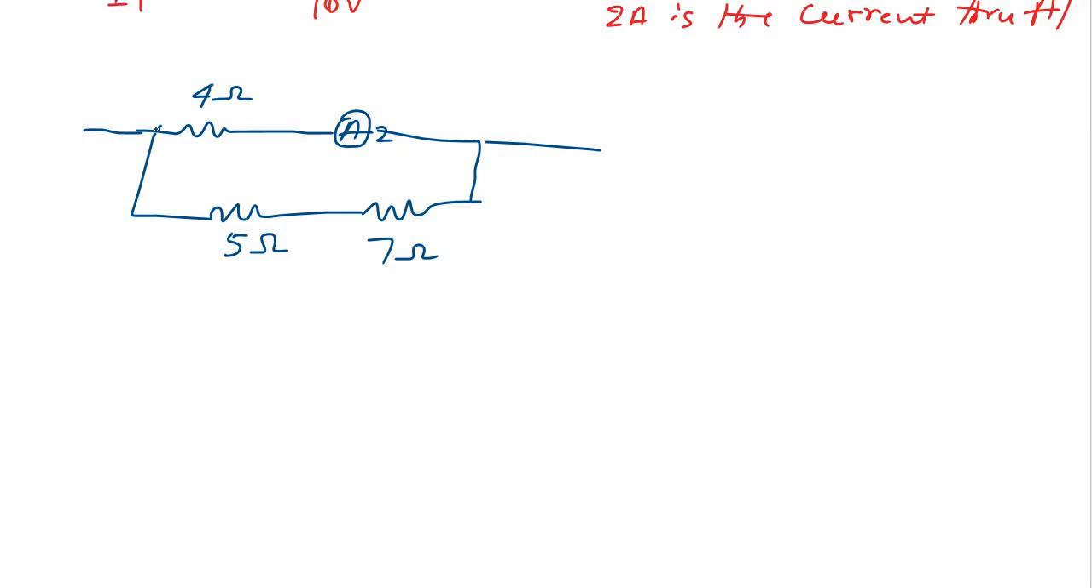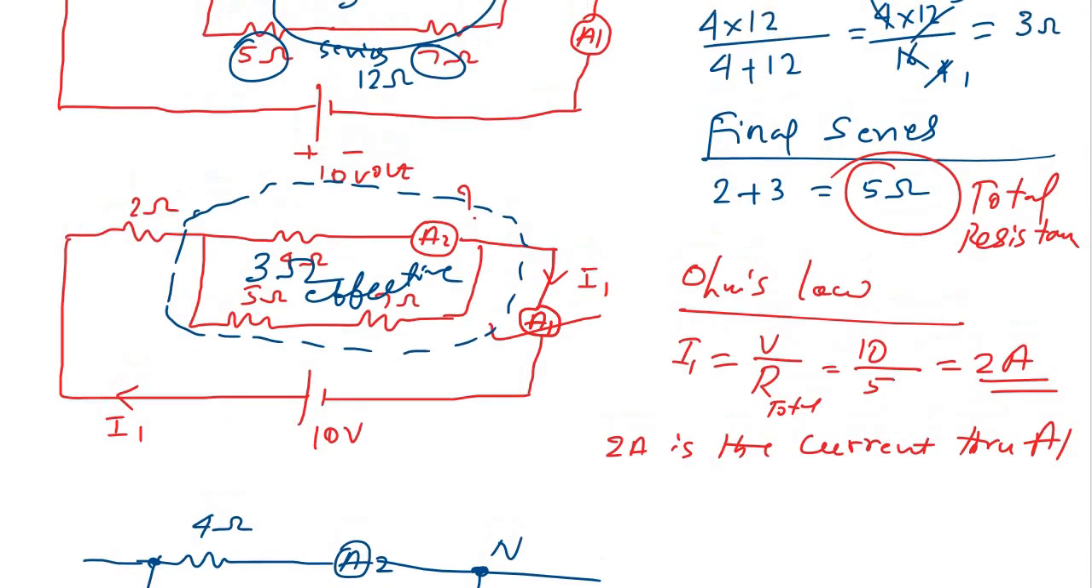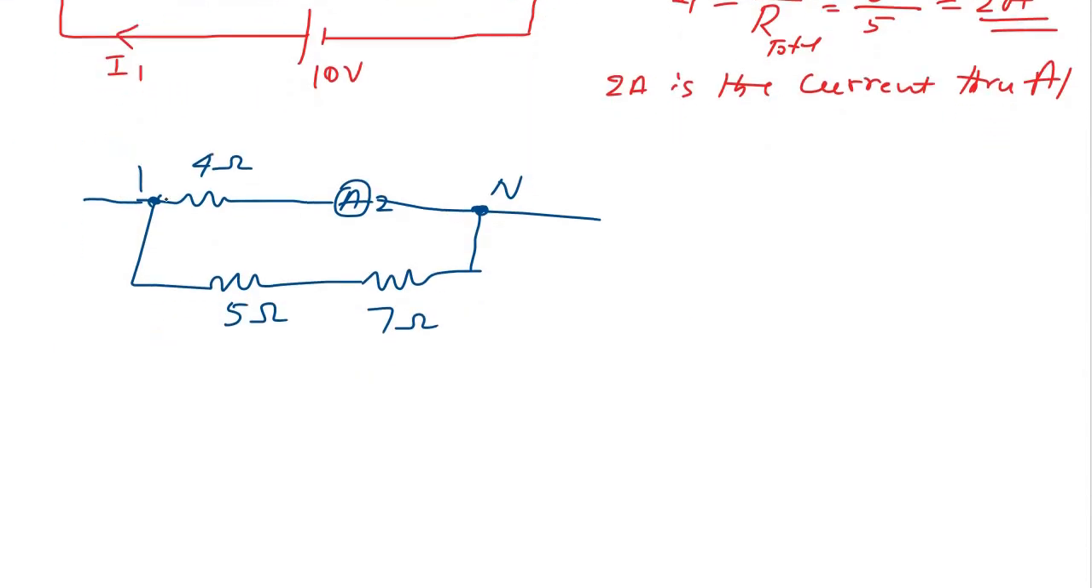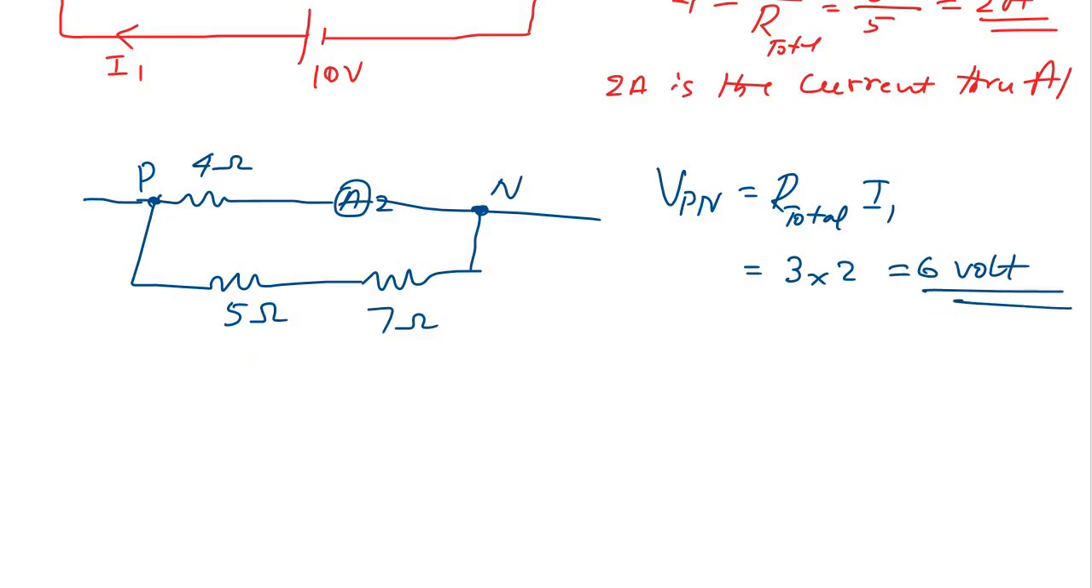Let us find the potential drop across these 2 points. We already know this is N, as the picture already gives that point as N, and we will name this point P. The potential difference between P and N is R total multiplied by I1. R total is 3 ohm, multiplied by 2, which is 6 volt. This is our potential difference across P and N.